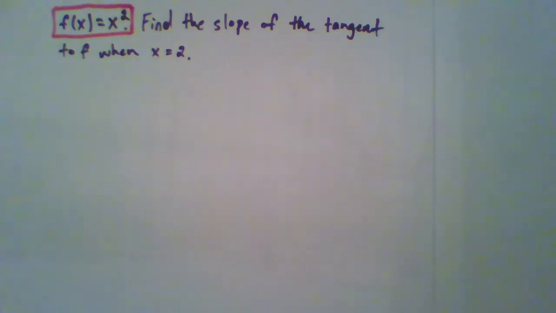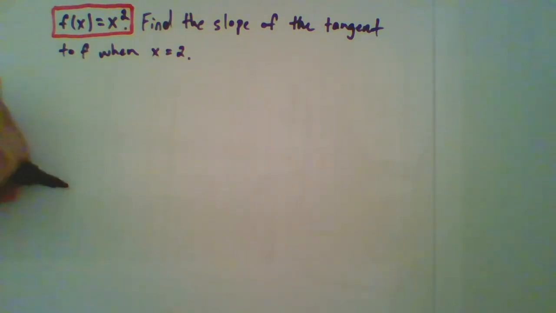So let's say we have a nice simple function here, f of x equals x squared, and we want to find the slope of the tangent to f, that function, when x is equal to 2. It's worth taking a minute here to visualize what we're talking about.